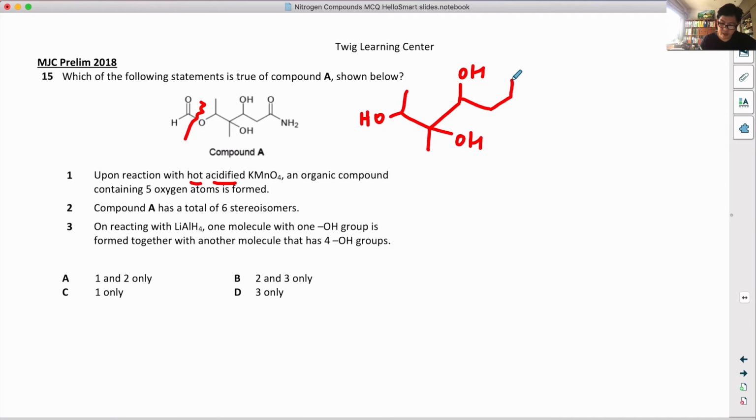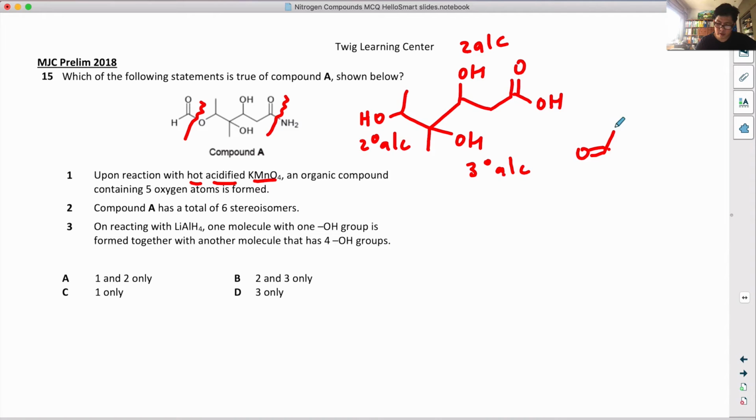Okay, this is after hydrolysis. This one is an amide linkage, so it also hydrolyzes, and this is what you get. But because there is KMnO4, there's oxidation. This is a secondary alcohol, and this is a tertiary alcohol. Can you see that? So in the end, your product will be this.